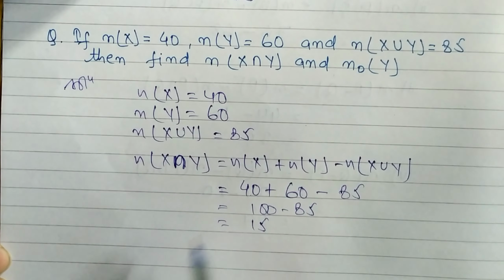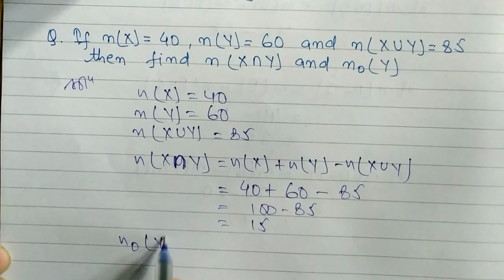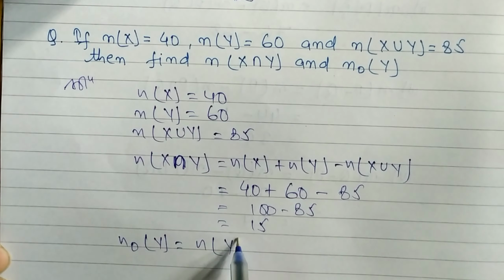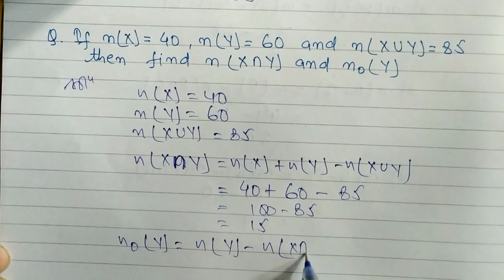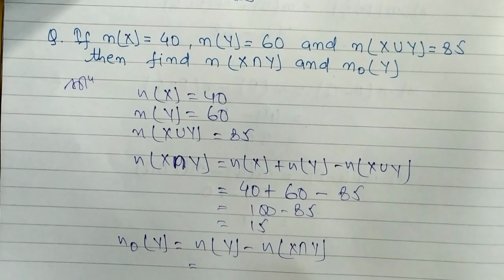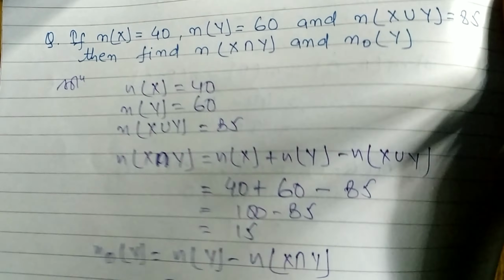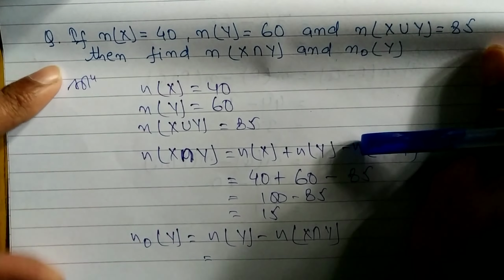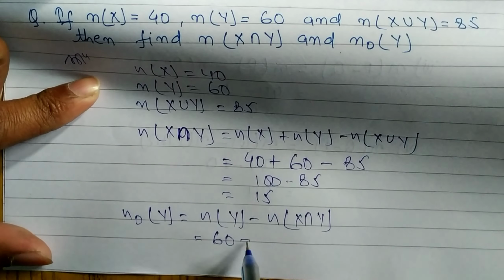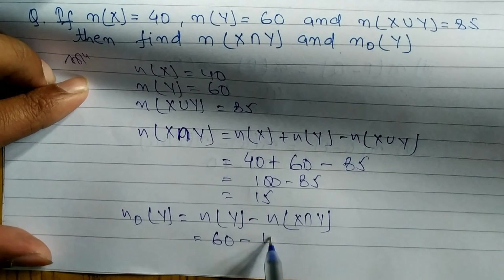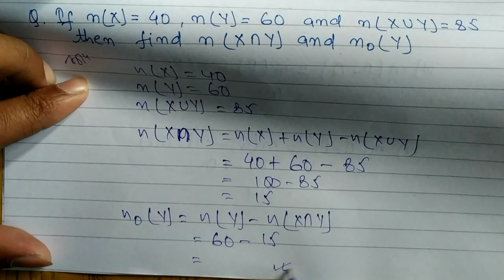Now we have to find out n(only Y). What is the formula of n(only Y)? n(Y) minus n(X intersection Y). n(Y) is equal to, what is the value of n(Y)? You can see here n(Y) is equal to 60, so we write 60, and 60 minus n(X intersection Y), we get 15 here, so 15, and when you subtract, we'll get the answer.